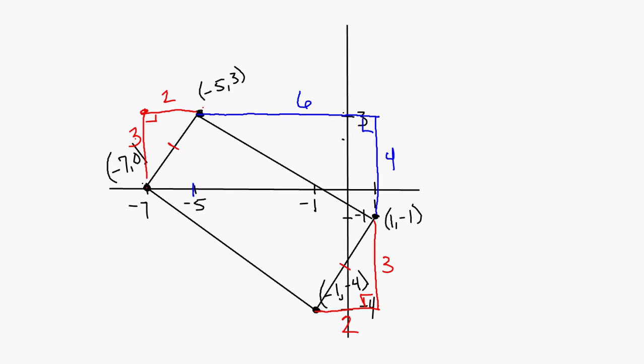Good. So now, make another right triangle down here. What is your vertical change? 4. Good. And what's your horizontal change? You're going from negative 7 to negative 1, 6. So are those two hypotenuses congruent? Yes, they are. So is this thing a rectangle? Yes, it is, by using the distance formula.